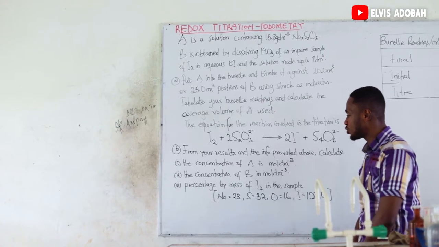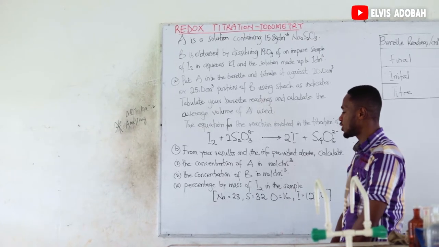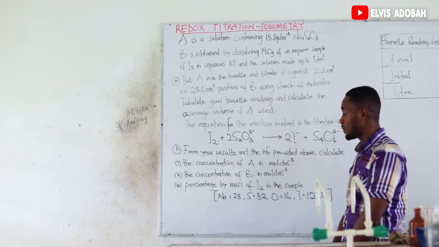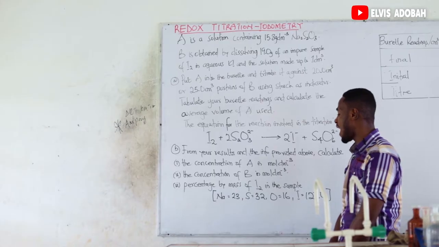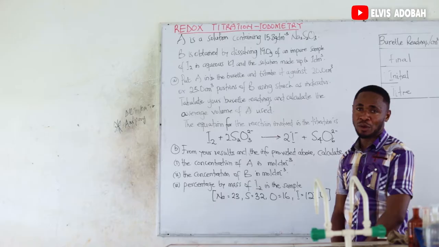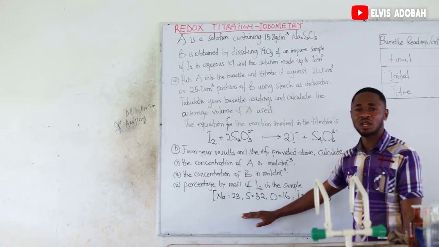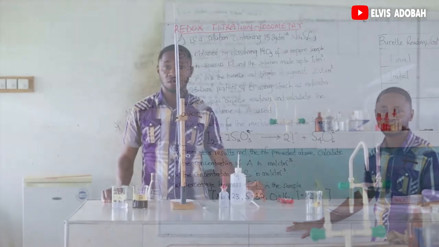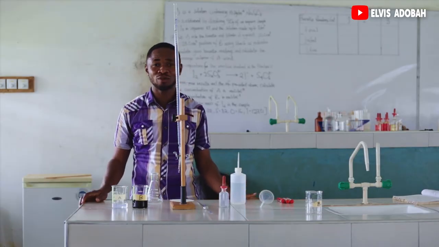II, the concentration of B in mole per decimeter cube. Then III, percentage by mass of iodine in the sample. Then you have been given these relative atomic masses. Well, this is our titration table.